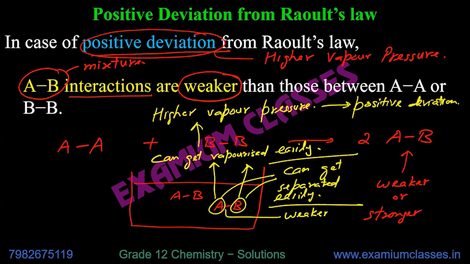So all these are interrelated. Weaker interactions will result in easier separation of A and B molecules, which means they can get vaporized easily, giving a higher vapor pressure than predicted by Raoult's law. It means positive deviation. Is that clear?